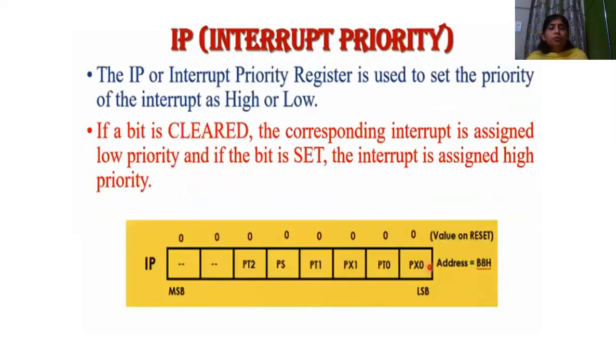The interrupt priority register is used to set the priority of an interrupt as high or low. If the bit is cleared, the corresponding interrupt is assigned low priority, and if the bit is set, the interrupt is assigned high priority. The address of the interrupt priority register is B8H.